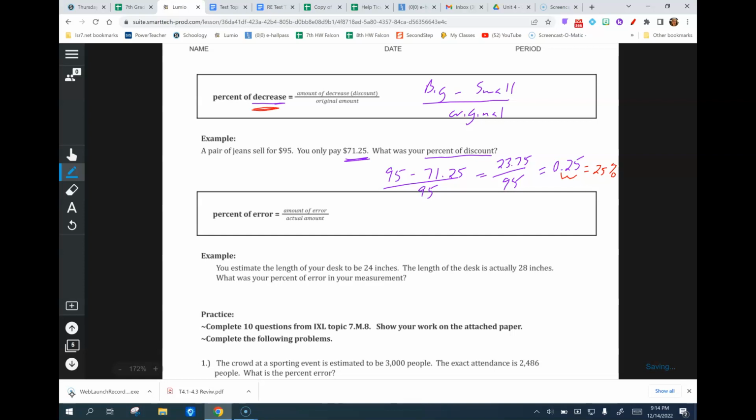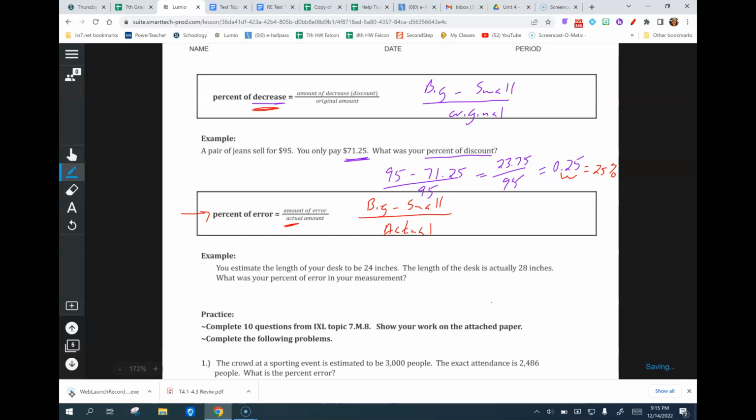Now we're going to talk about the percent error, and we're going to find the amount of error. Okay, I'm just reading right here. Amount of error divided by the actual amount. Okay, amount of error, what do you think is going to happen? You're going to take big minus small again. But this time, not the original. It has to be, what is it actually going to be? What is the actual thing going to be?